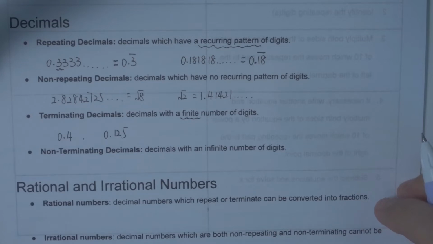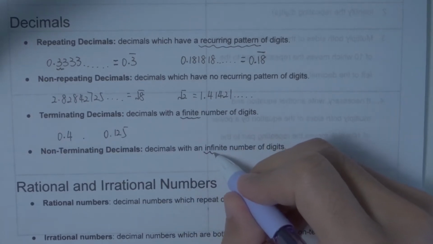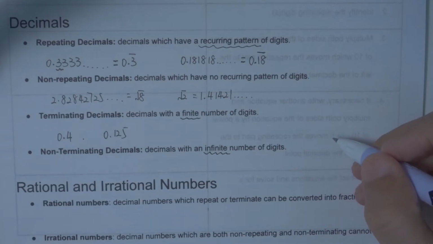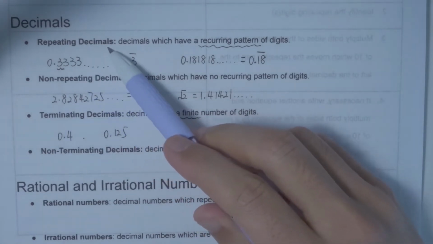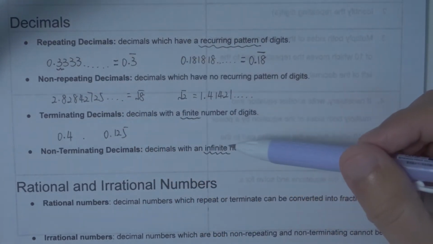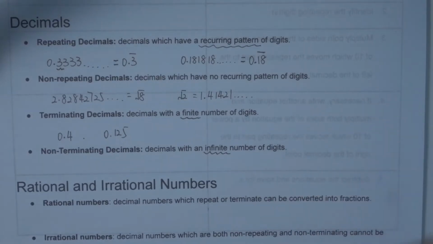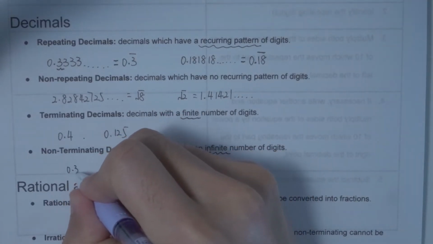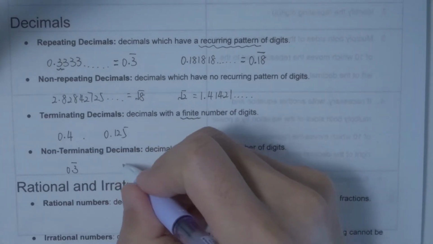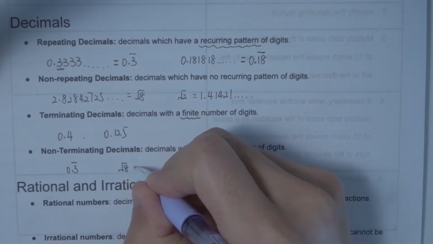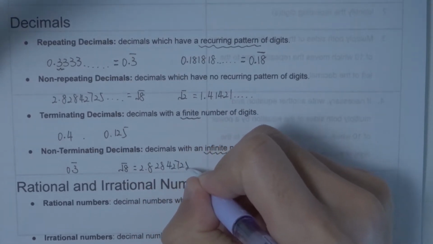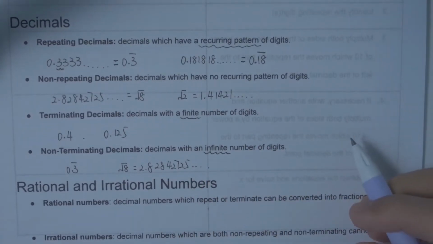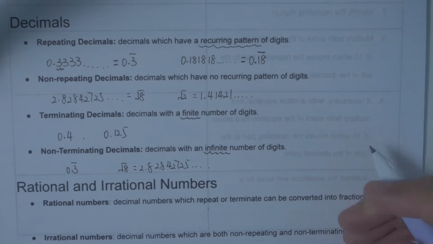And the non-terminating decimals are decimals with an infinite number of digits. In this way, all the repeating decimals are non-terminating decimals because they keep repeating, like 0.3 repeating, or like the square root of 8, which equals 2.828422725, and so on. So this is an infinite number of digits, so this is a non-terminating decimal.